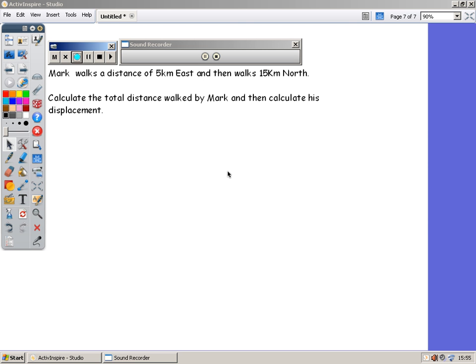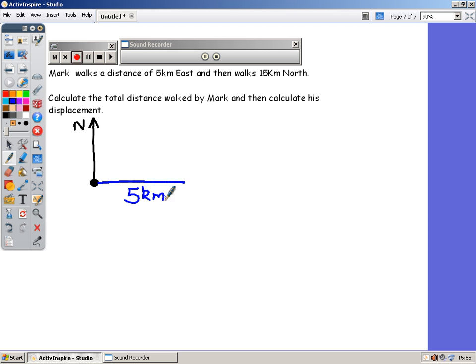So let's start by drawing a simple diagram. First of all, we'll mark on north. I will change the pen colour and he's going to walk 5 kilometers east and then he's going to walk 15 kilometers north, finishing up here, and of course he started here.